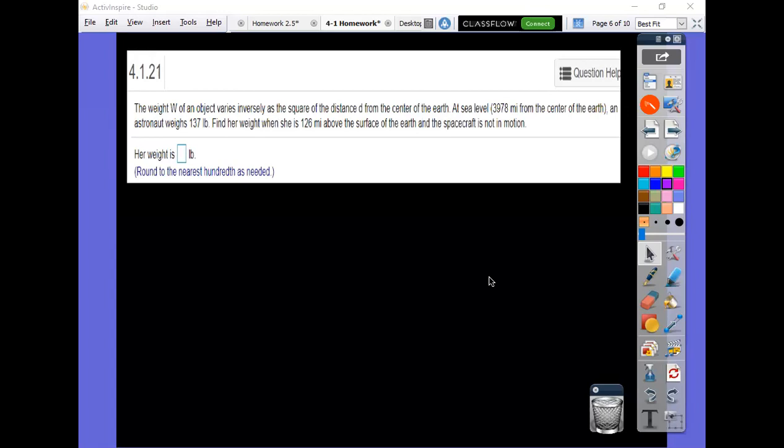All right, problem 4.1.21. The weight of an object varies inversely as the square of the distance d from the center of the earth. So the weight varies inversely compared to the square of the distance. That's where most students that I watch work this problem make the mistake: they read right past that thing that says the square of the distance. Well, you've got to include that in there.